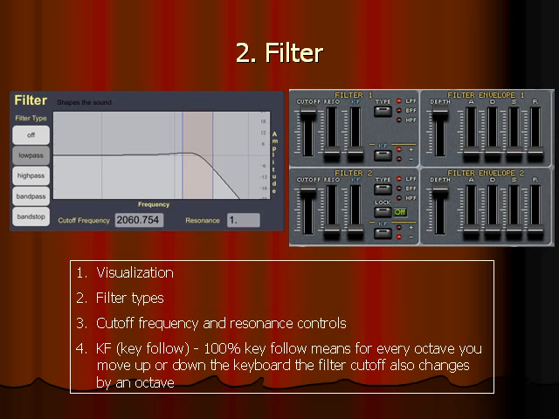The cutoff frequencies and the resonance controls are numerical in Loudon's synth, but it's just a knob that you can only push up and down in SUPERWAVE P8. There's also an extra function called KF in SUPERWAVE P8, and this means key follow. If you turn key follow to 100%, for every octave you move up or down the keyboard, the filter cutoff also changes by an octave, which can be a pretty useful function to have.